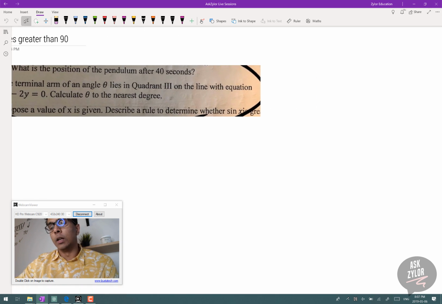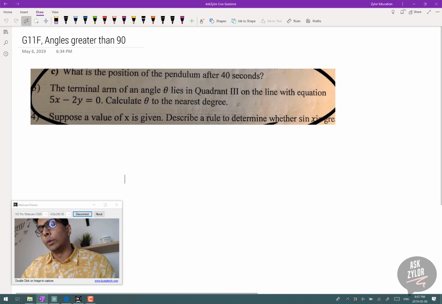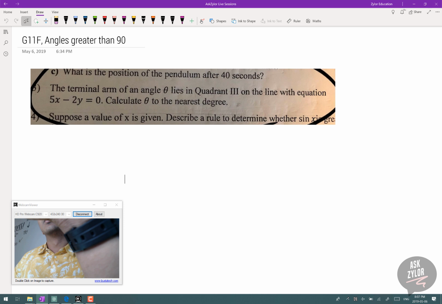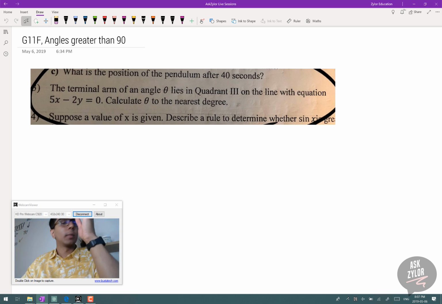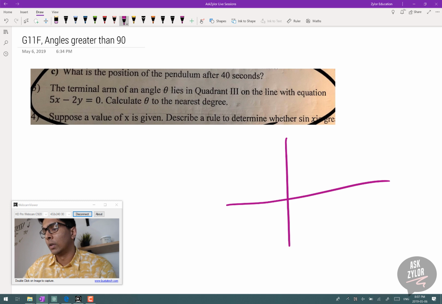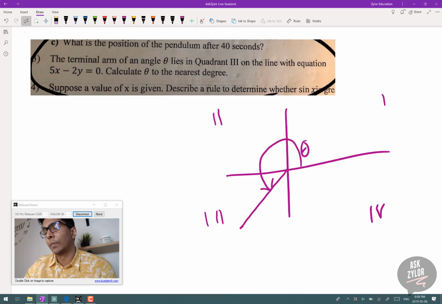So this is a grade 11 functions question. We're dealing with angles greater than 90 degrees. We're again dealing with trig functions. So the terminal arm of the angle theta lies in quadrant 3. So if I draw, this is 1, this is 2, this is 3, and this is 4. If it's in quadrant 3, it's going to look something like that. So calculate the angle, which is this, theta, to the nearest degree.